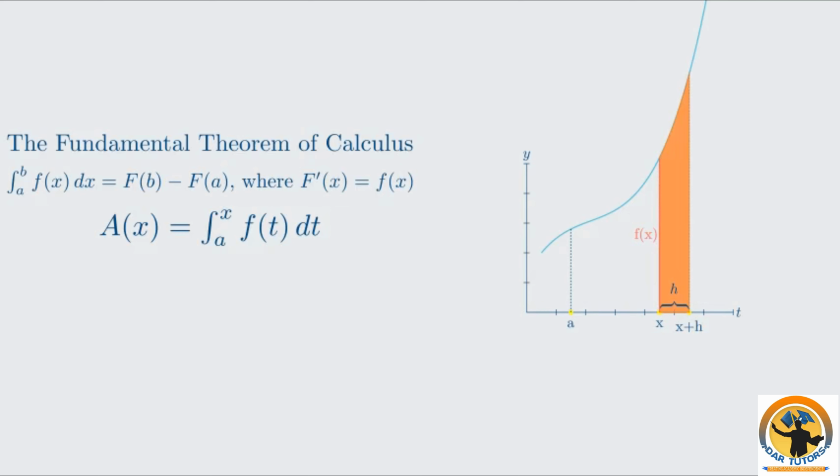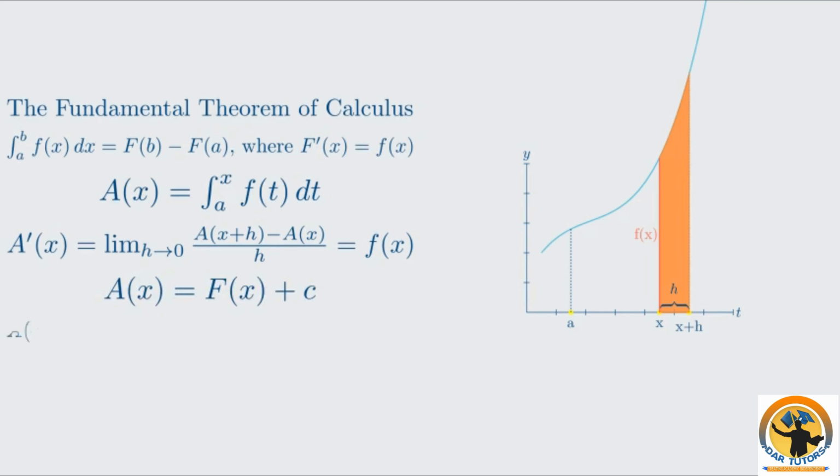The derivative is the limit of this change in area divided by the change in x as h approaches 0. So, A prime of x is the limit as h approaches 0 of A of x plus h minus A of x, all over h. This limit is precisely f of x. This means the derivative of the area function is the original function itself. In other words, the area function A of x is an antiderivative of f of x.